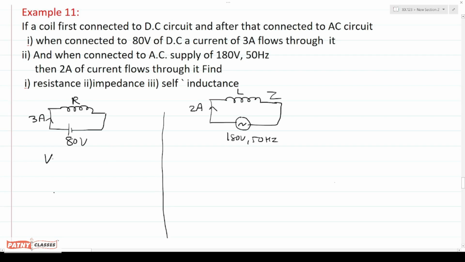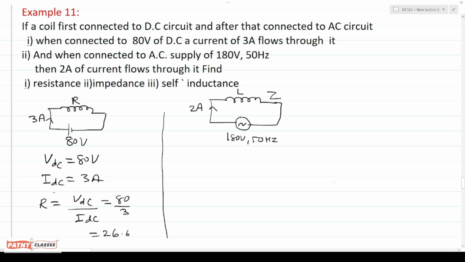So what is given? VDC is 80 volts and IDC is 3 amperes. R equals VDC upon IDC, that is DC voltage upon DC current, 80 upon 3, that is equal to 26.66 ohms. So the resistance of the circuit is 26.66 ohm. That is the ohmic resistance.